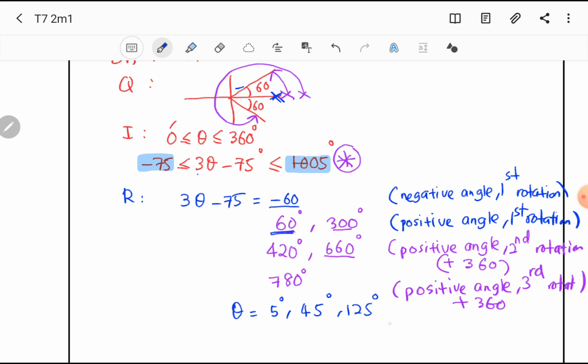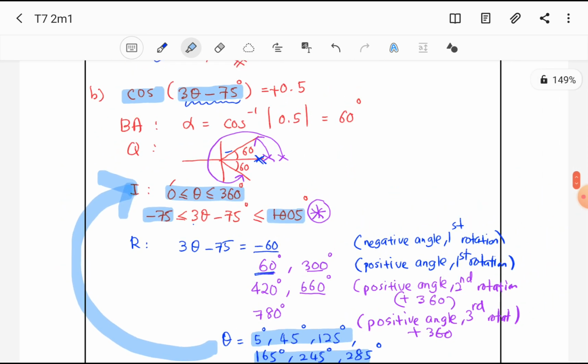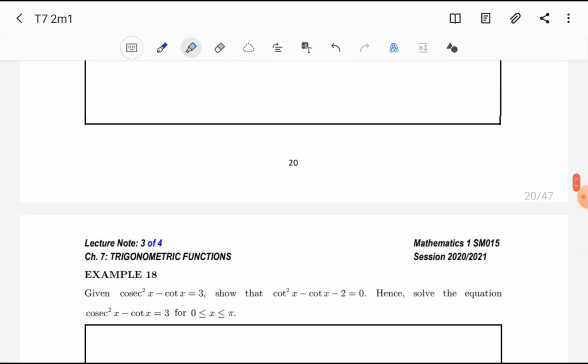125 degrees. Okay, next. 165 degrees, 245 degrees and 285 degrees. Ya? Okey, dan kalau awak tengok jawapan kita ni, theta ni mestilah in the range of theta 0 until 360 degrees. Ya? Okey. Next. So we have finished part B. Okay, next one.